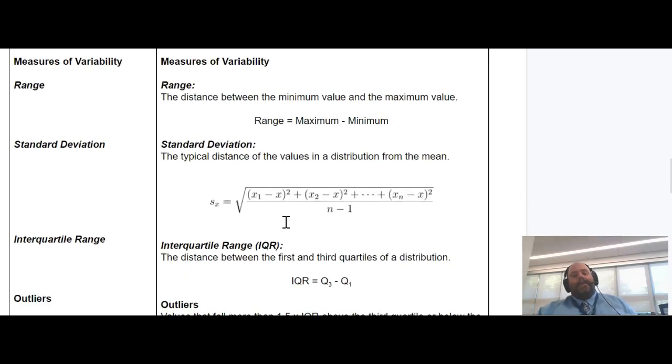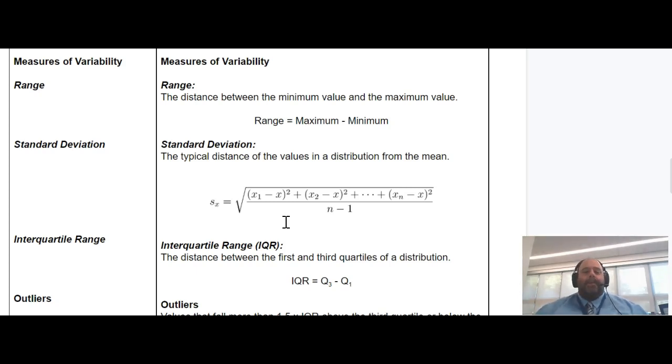Okay, so measuring variability. The cheapest and easiest way to measure variability is to take the left side of the data set, the low end, the high side of the data set, the high end, and just find the distance between them. Maximum minus minimum gets you the range of the data set. Not really useful, but it gives you an idea of how far apart the data points are, right?